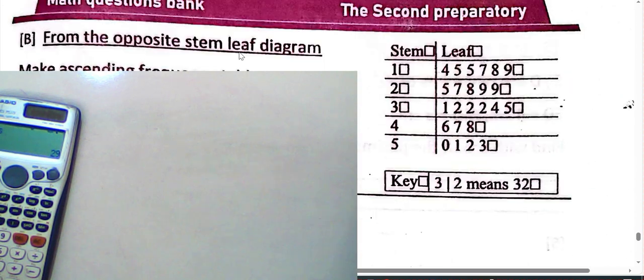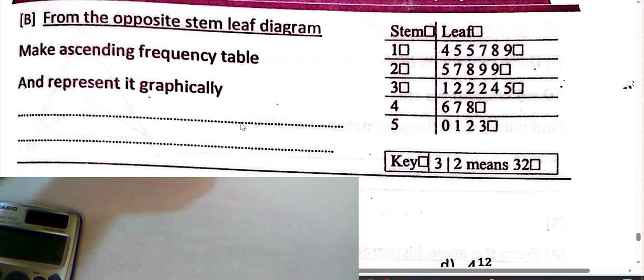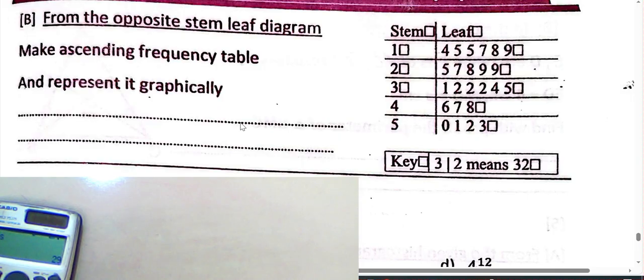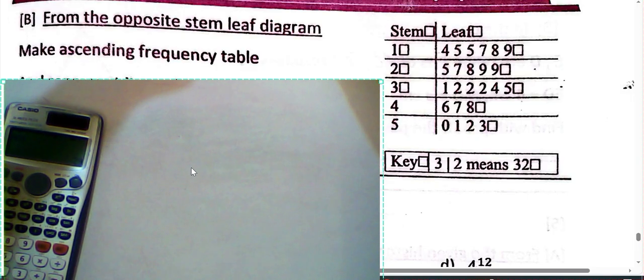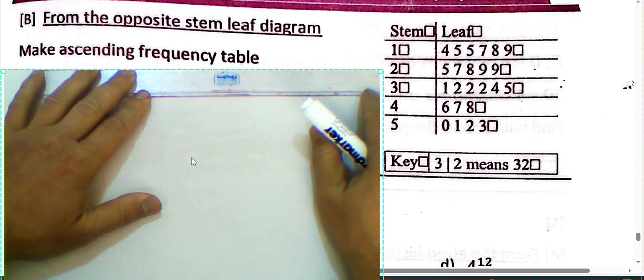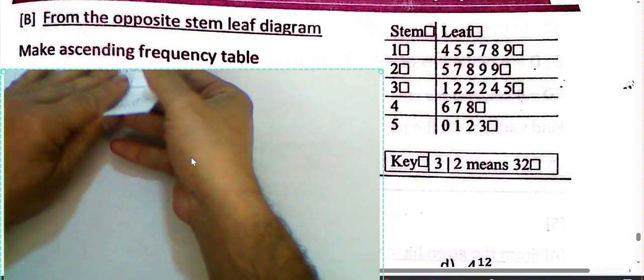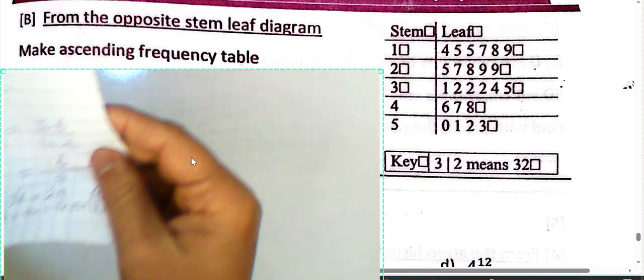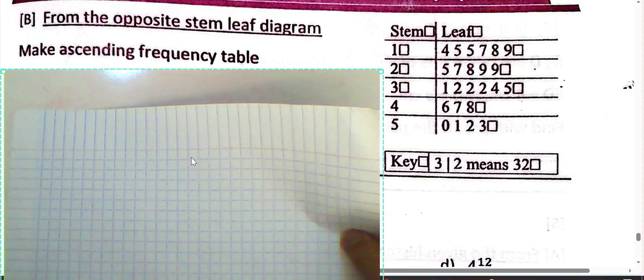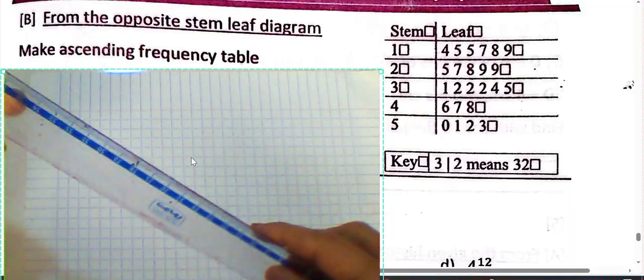Next question. We have here stem and leaf, okay? Stem and leaf. We can represent it graphically and draw an ascending frequency table. Look at with me. I will first draw the table containing the upper limits of intervals and ascending cumulative frequency. But first I will draw the table containing the information.